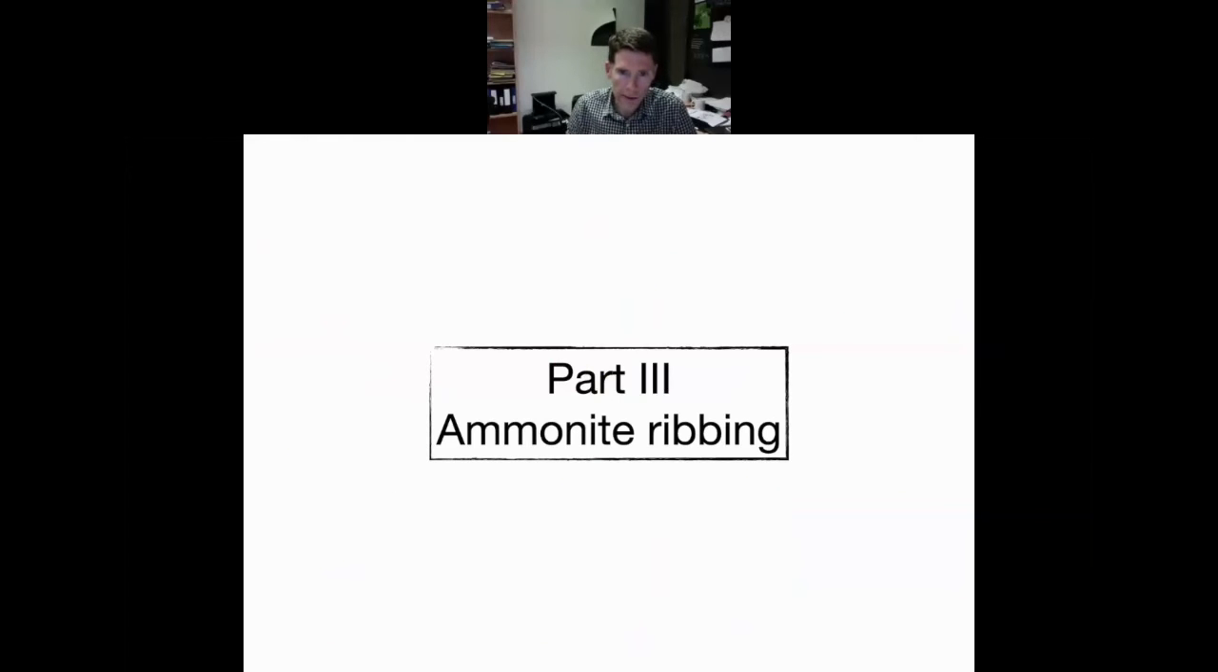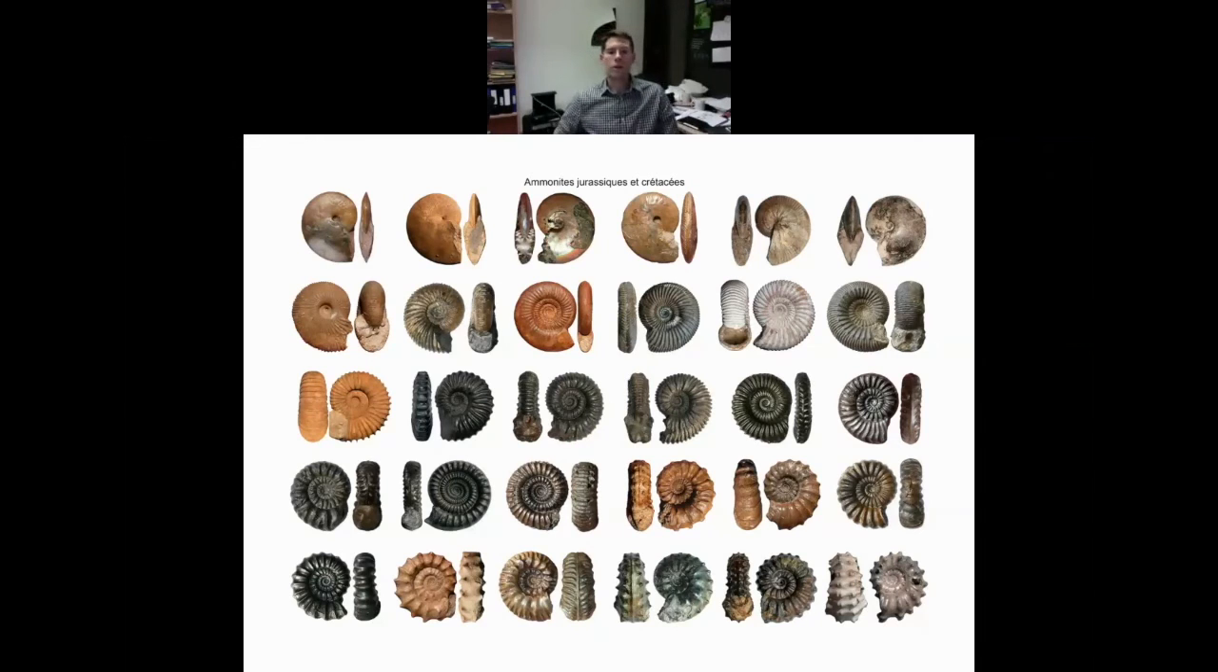Okay, I'm going to leave the coiling now and look at another feature of ammonites, which is the ribbing. So back to this picture. Forgetting the planar or non-planar shape, what you notice in this picture is that the shells, for the most part, are not smooth, but they're characterized by these ribs. There are a few shells up in the corner that are quite close to smooth or smooth, but most of these species have a clear ribbing pattern.